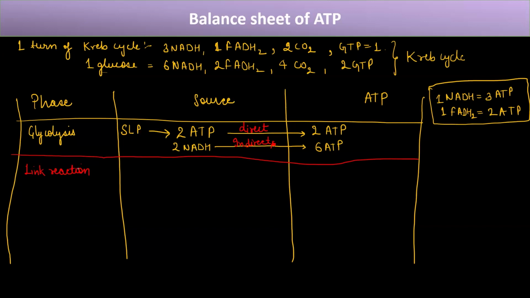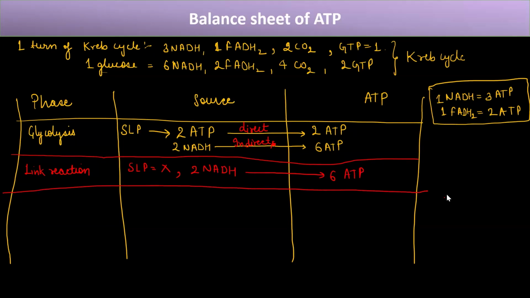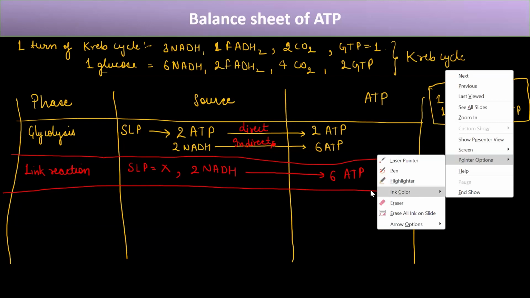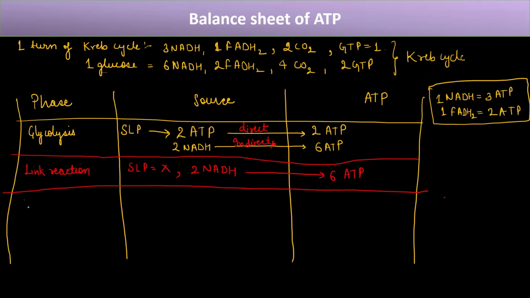Now in the link reaction, is there any substrate level phosphorylation? No, so there is no direct ATP. How many NADH are produced from one glucose? The NADH produced is 2. So we have 2 NADH, and these 2 NADH will ultimately go and produce 6 ATP. Okay, so this is the second phase, the link reaction. Now the third is the Krebs cycle that we just studied.